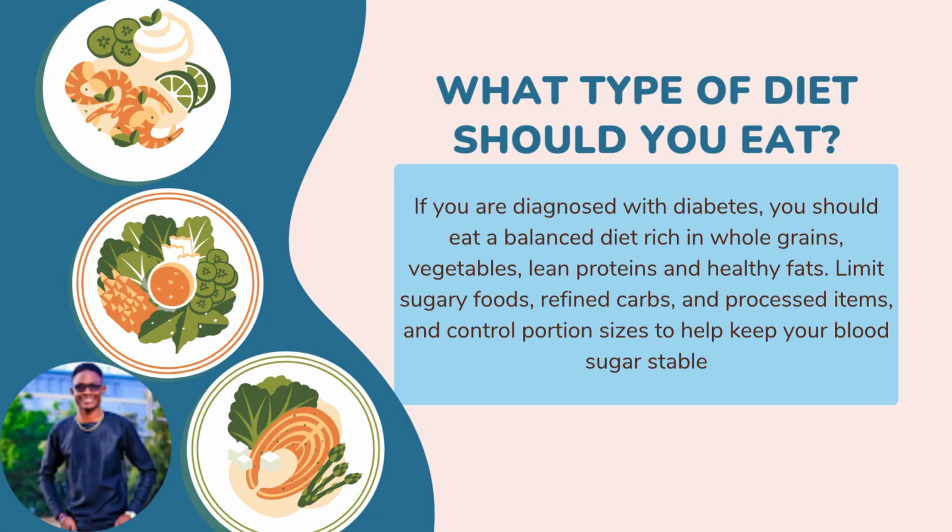If, for instance, you are diagnosed with diabetes, what type of diet should you eat? Well, first and foremost, you should consider eating a balanced diet, which is rich in whole grains, vegetables, lean proteins. Lean proteins include poultry, red meat, name them, and also healthy fats. Limit sugary foods, refined carbs, and processed items, and also control portion sizes to help keep your blood sugar stable.